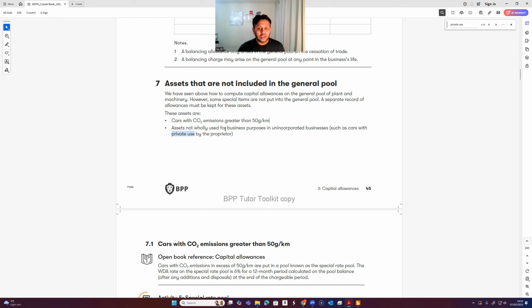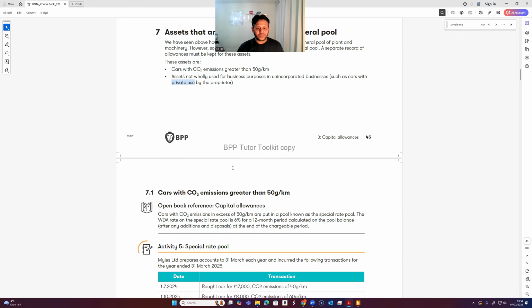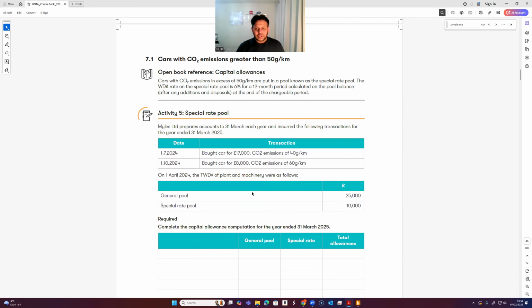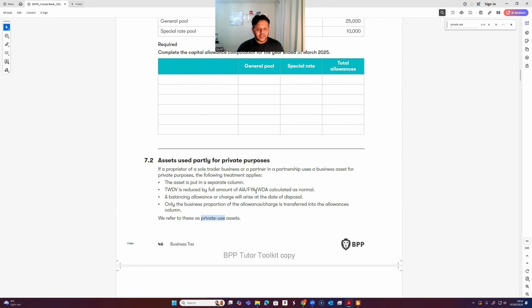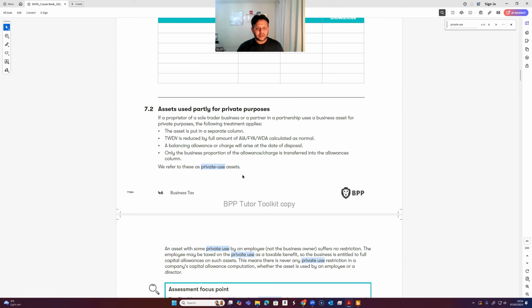Assets not wholly used for business purposes in an unincorporated business. Unincorporated business means sole trader, such as a car with private use by the proprietor. Proprietor means the owner of the business. So that means we'll have another column called private use asset. Very important. All right, so then we have a special rate, some of the explanation. So this is the private use asset.